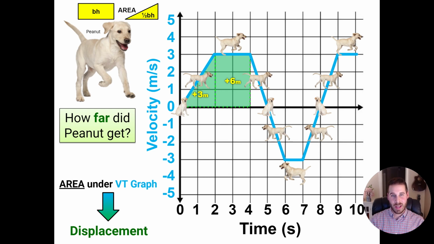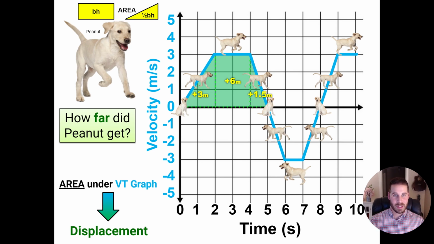Let's look at the next section. As he was slowing down in that little triangular section there, our area calculation is going to be 1/2 times 1, because that triangle has a width of 1, and then the height is 3. So 1/2 times 1 times 3 equals 1.5. So he traveled forward an extra 1.5 meters while he was slowing down to a stop.